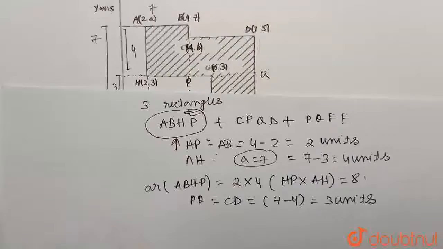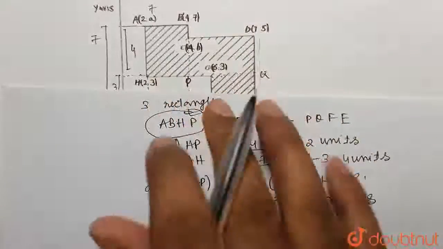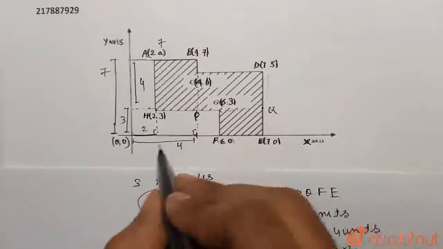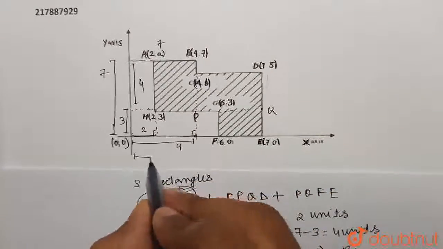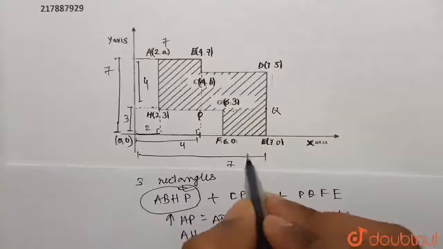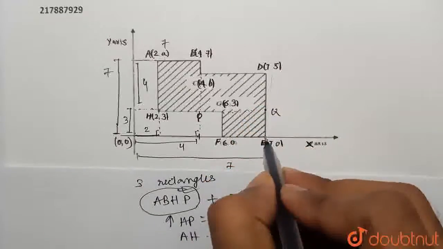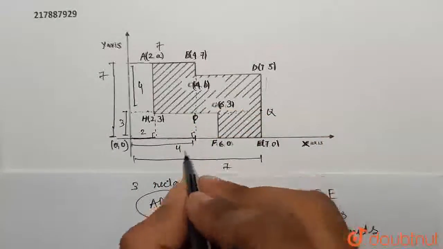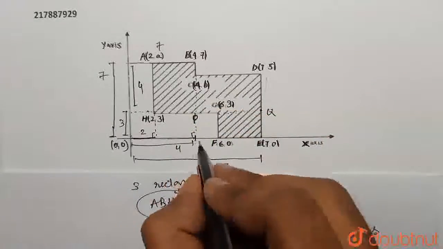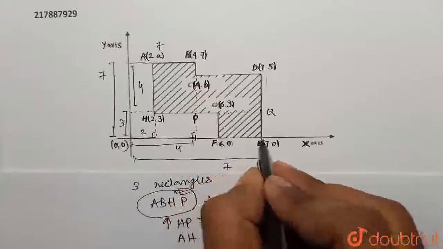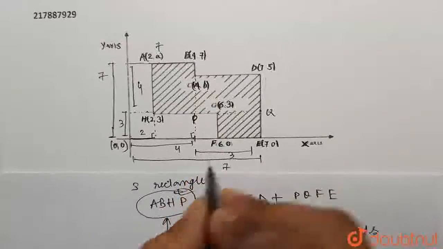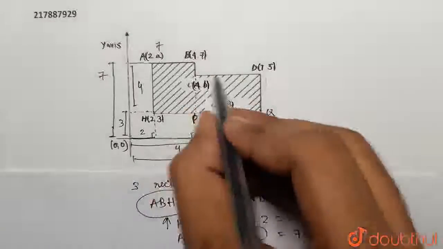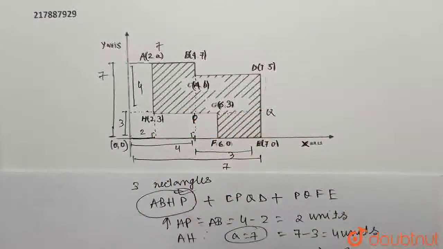Why? Because, as I explained earlier, this whole length is 7, since this is the x coordinate. So this length is 7, and this length up to this point is 4. I already calculated that. So what will this length be? 3, obviously. And this length will be equal to CD, obviously, because these two lines are parallel to each other.